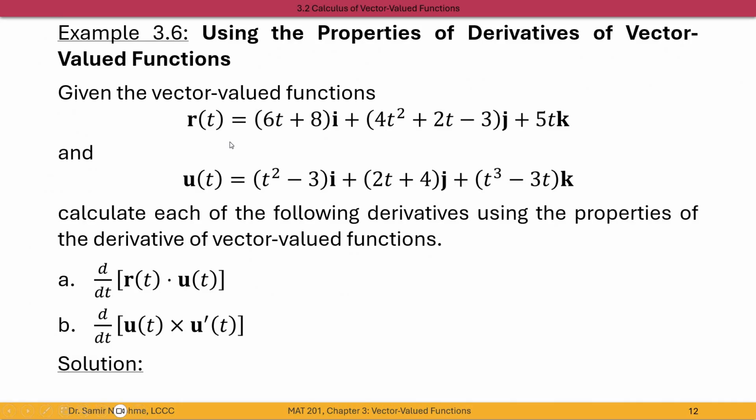In example 3.6, we're going to use the properties of the derivatives of vector functions. We have this vector function r and another vector function u, and in part A we want to calculate the derivative of the dot product of r and u, and in part B we want to calculate the derivative of the cross product of u and u prime with respect to t.